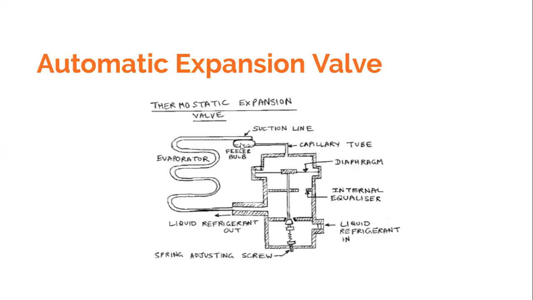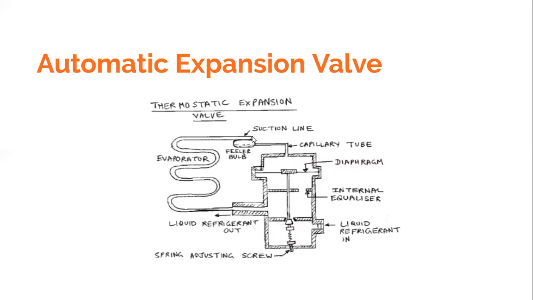So once again, I'll repeat what happens. If the load on this evaporator increases, and please listen to this carefully, the refrigerant would evaporate faster. If the refrigerant evaporates faster, the degree of superheat would increase. So if initially the degree of superheat was 5 degrees centigrade, let us say it increases to 6 degrees centigrade.